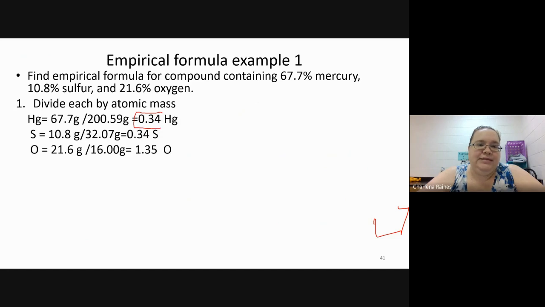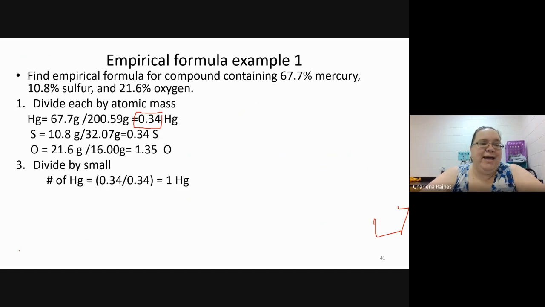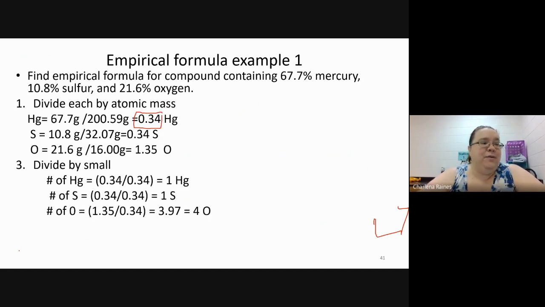Well, it happens to be fairly easy because I have the same number twice. 0.34 is the smallest of my three answers. So I'm going to divide all three numbers by that smallest number. Divide by mass, divide by small. So for my Hg, I get 1. For my S, I get 1. And for my O, I get 3.97. Well, 3.97 is really close to 4. It's not close to a half, a quarter, or a third. So we're going to round that to 4.